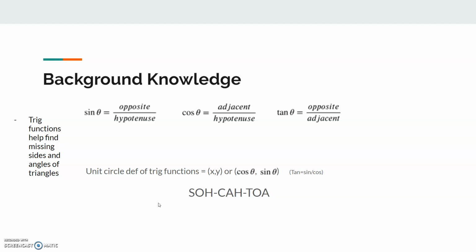In addition to this, there's the unit circle definition of trig functions, which is cosine equals x and sine equals y. Using the unit circle definition, you can also use the formula tangent equals sine over cosine. Now, if you're having trouble memorizing the three major trig functions, you can use the widely used acronym SOHCAHTOA.